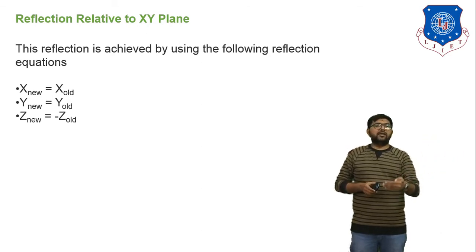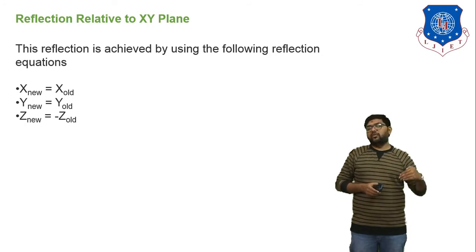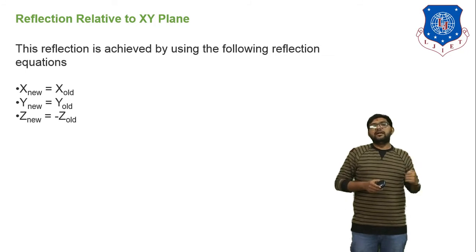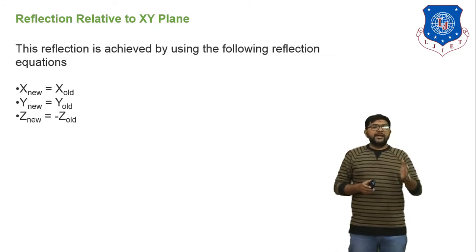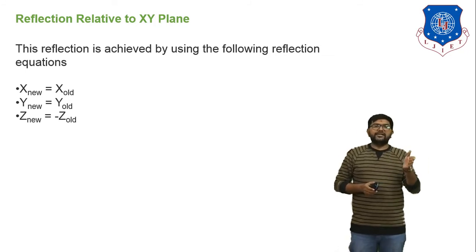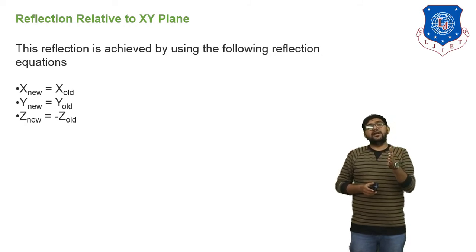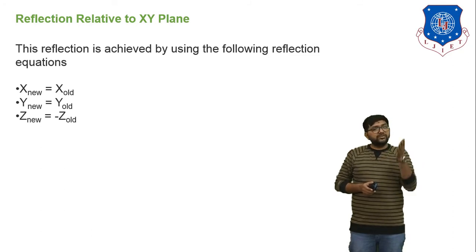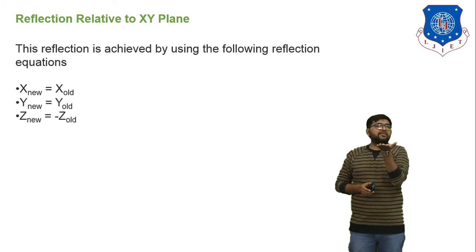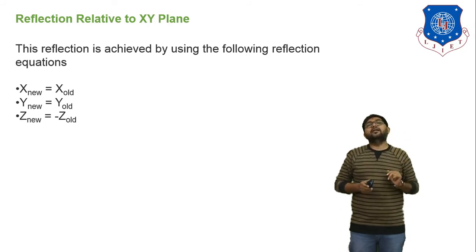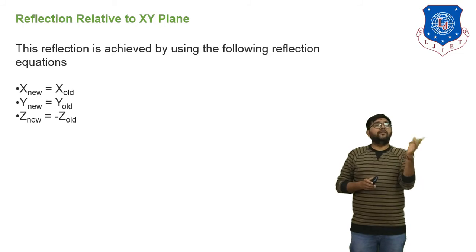Once you find reflection about the YZ plane, you have to consider the X coordinate as negative. Once you find reflection about the XZ plane, you have to consider the Y coordinate with a negative sign. So X new is equal to X old, Y new is equal to Y old, and Z new is equal to minus Z old. Why do we consider Z as minus Z old? Because we find reflection about the XY plane. The third coordinate is reflected into the other plane.